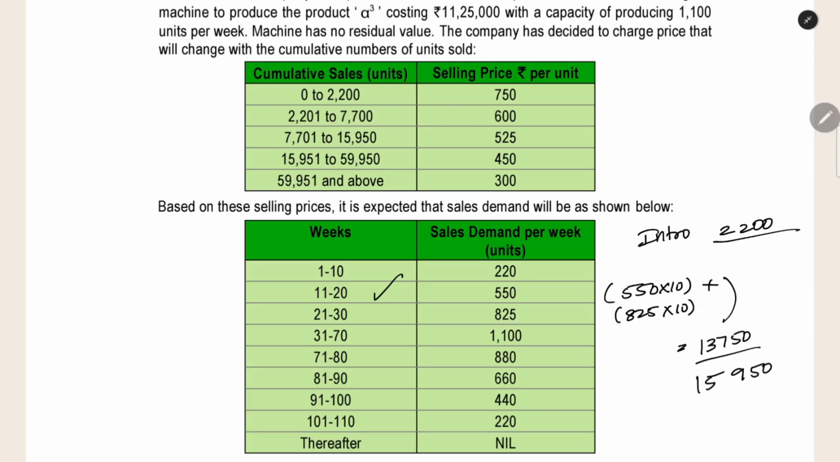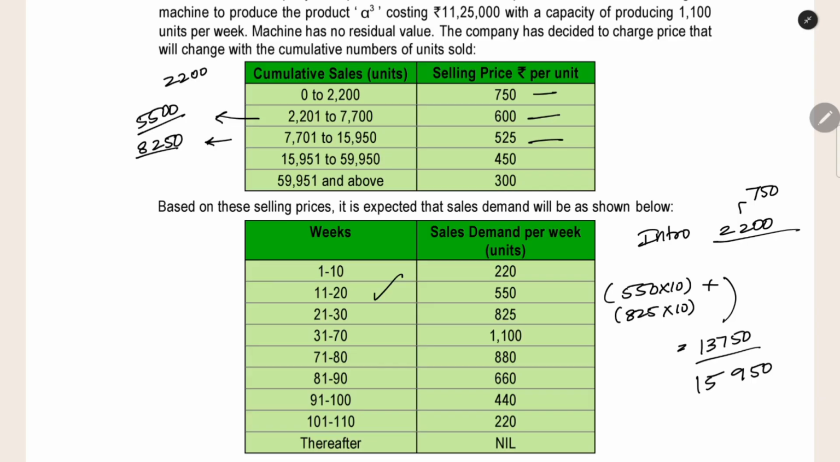Now for first 2,200 units the selling price is 750. For the next 2,201 to 7,700, how much units we are getting in this interval? We are getting 5,500 units. For first 2,200 units, the selling price is 750. For the next 5,500 units, the selling price is 600. And then here in this interval, we are getting 8,250 units. For this 8,250 units, the selling price is 525.